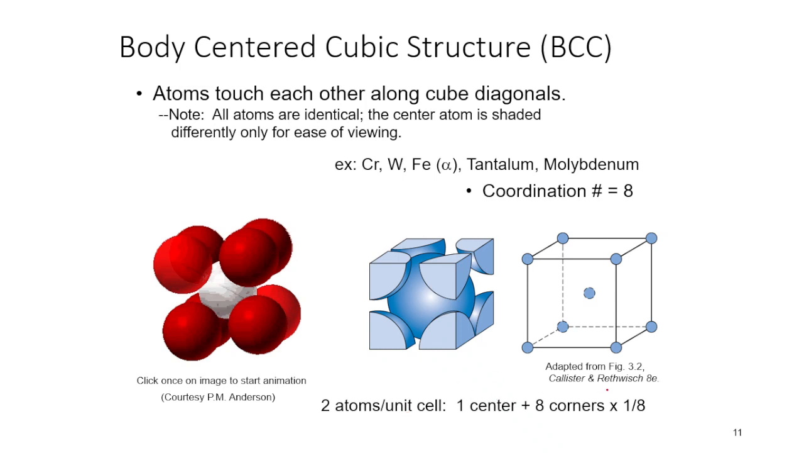Why 2 atoms? As we had already seen in a simple cubic structure, we have 8 corner atoms, each of which is shared by 8 other unit cells. So 8 corners into 1/8, we get 1, right? And there is one atom exclusively in the center just for this particular unit cell. So 1 plus 1 we get 2.